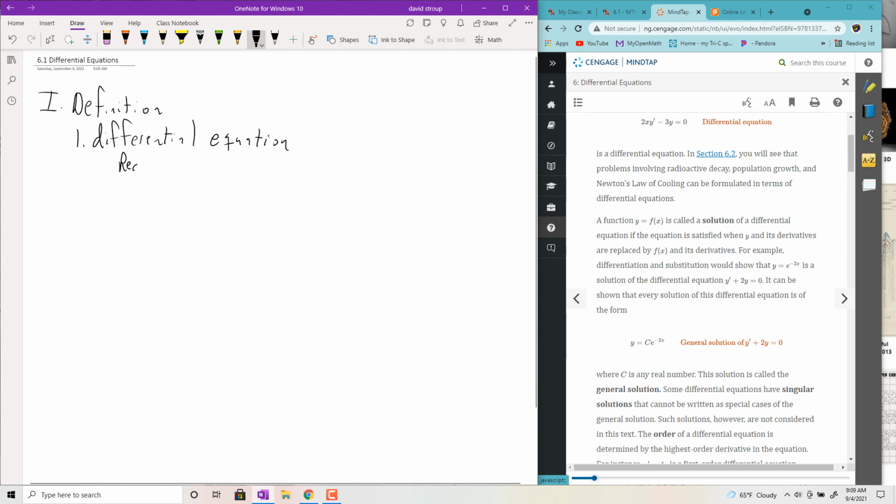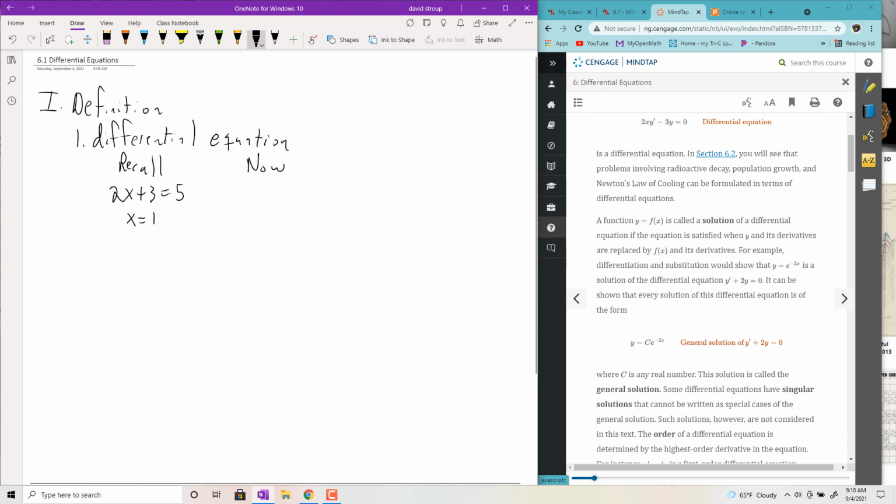So recall back in the day, you may have had to solve something like 2x plus 3 equals 5. And what you'd be looking for is a number such that when you substitute it in there, it satisfies the equation, right? So we had methods. You could subtract 3 from both sides, divide by 2. Ultimately, you get x equals 1, right?